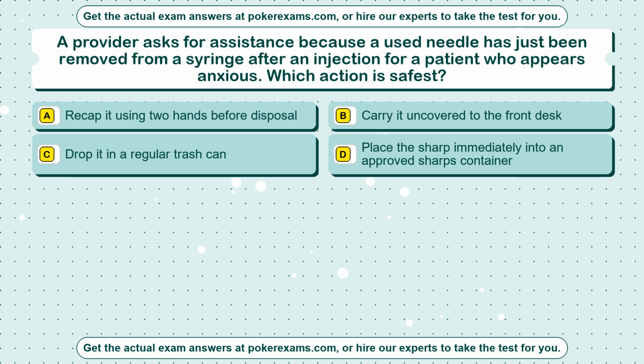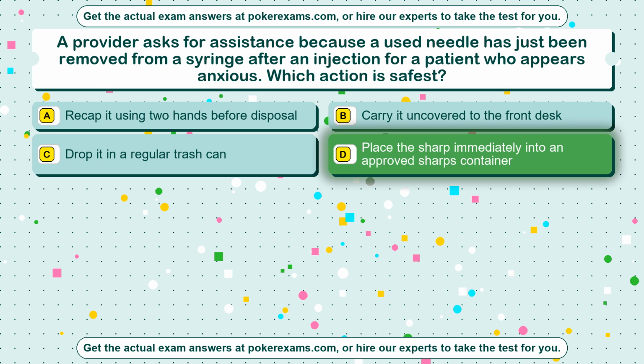Question 12. A provider asks for assistance because a used needle has just been removed from a syringe after an injection for a patient who appears anxious. Which action is safest? Option A. Recap it using two hands before disposal. Option B. Carry it uncovered to the front desk. Option C. Drop it in a regular trash can. Option D. Place the sharp immediately into an approved sharps container. The correct answer is option D.